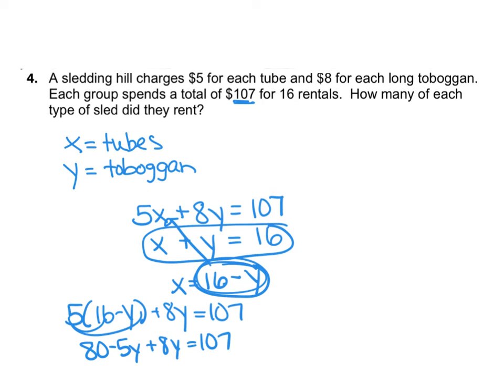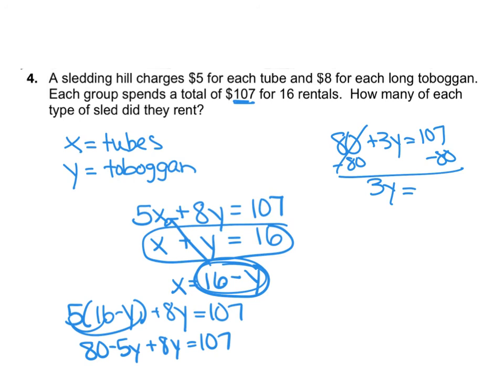All right, I'm running out of room here. Let's move over here. I need to combine those y's, so I have 80 plus 3y is equal to 107. And you have 27, so y is equal to 9. So we have y is equal to 9, meaning that we have 9 toboggans. And now we just need to figure out how many tubes we have.